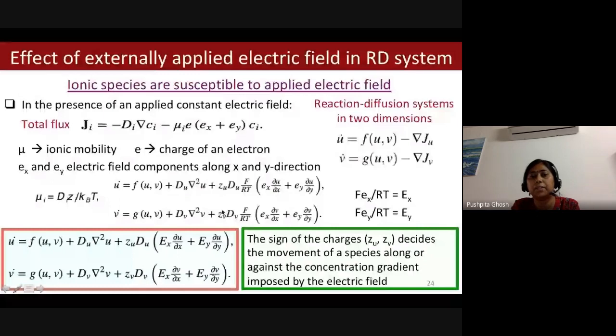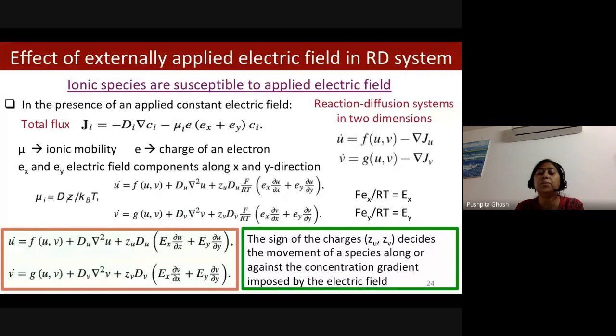Ex and Ey, as I mentioned, are the components along the x and y direction. To simplify, Ex and Ey are the strength of the electric field in the x and y direction. So this is the complete spatially extended system in the presence of this bidirectional electric field, and now the sign of these charges and the strengths Ex and Ey will decide the movement of the species along or against the constant gradient imposed by the electric field.